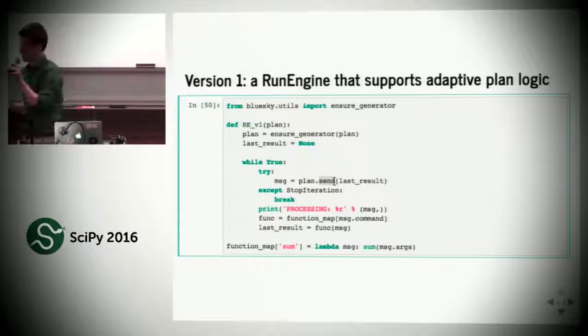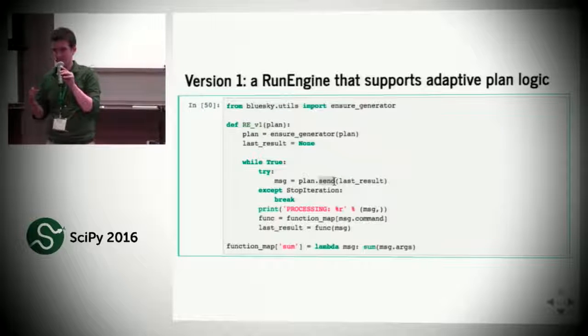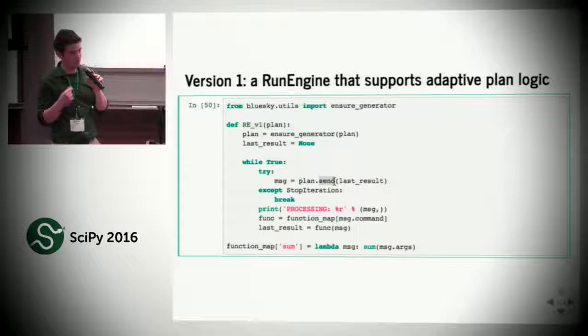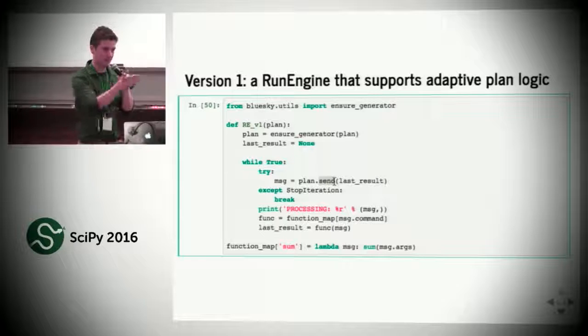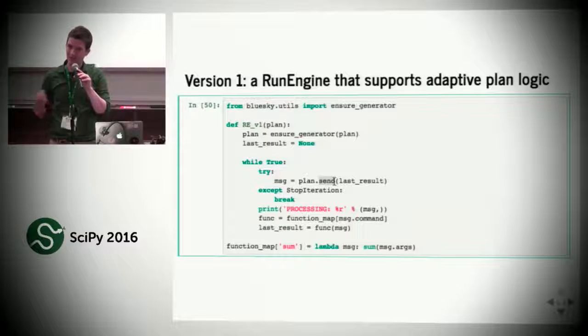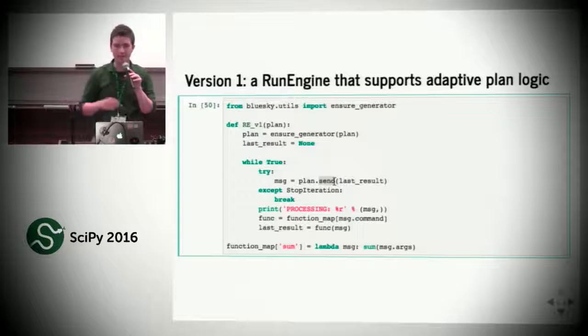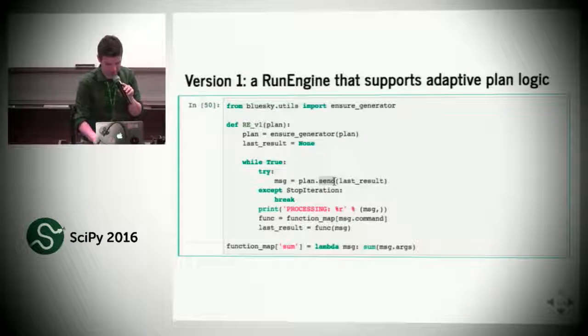So now the plan doesn't have to be a list of pre-formed instructions. It's just a thing that generates instructions one at a time. So I send the run engine an instruction. It sends me a response. I can make a decision about what to do next based on that response. And you can see how this would support adaptiveness in the plans and some pretty cool applications.